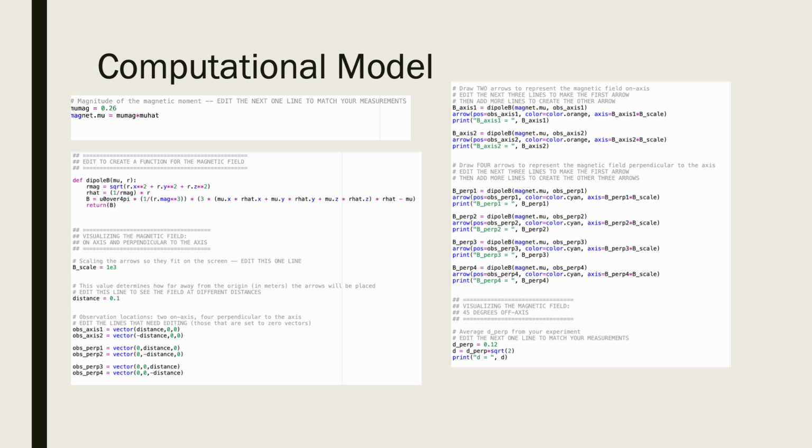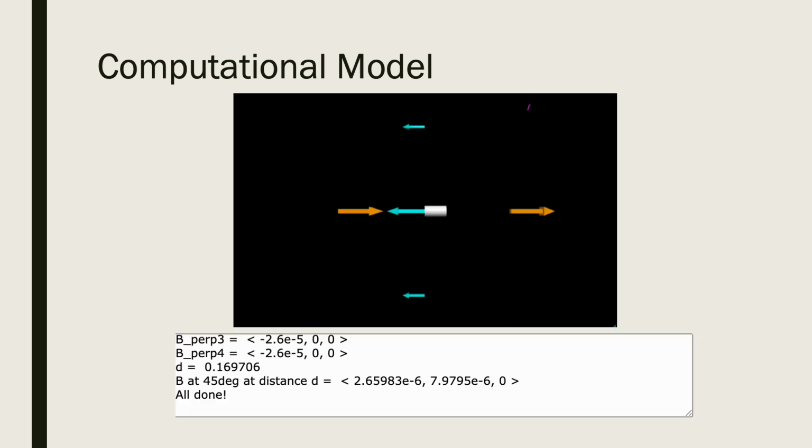Here's the code for the computational model. First, we defined a function that would calculate the magnetic field of a dipole. Then I created an observation location for the perpendicular and on-axis observation locations. Then we created the arrows that would represent the on-axis and perpendicular measurements. Finally, we created the visualization of the magnet and specified the calculated magnetic dipole moment, which we calculated in the observed model.